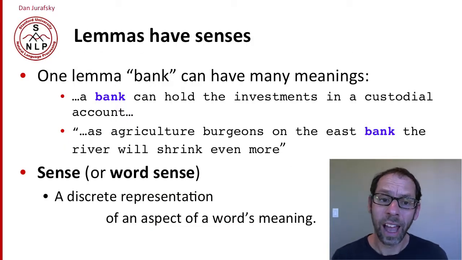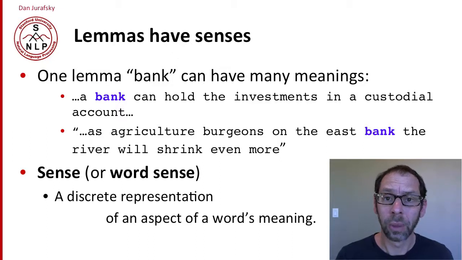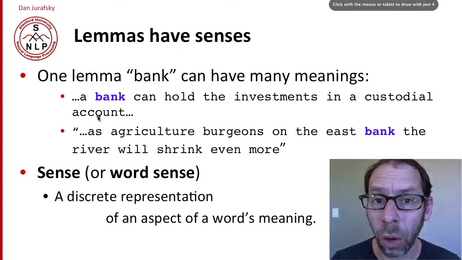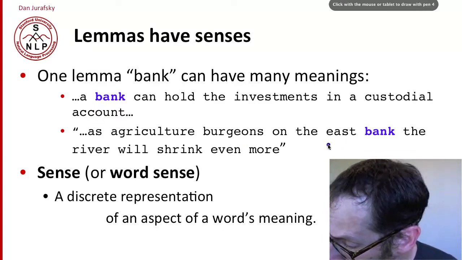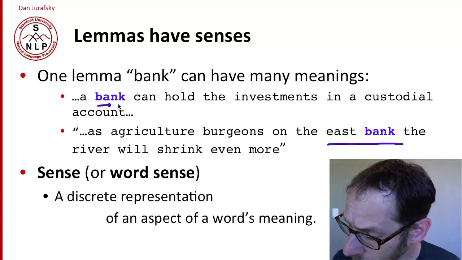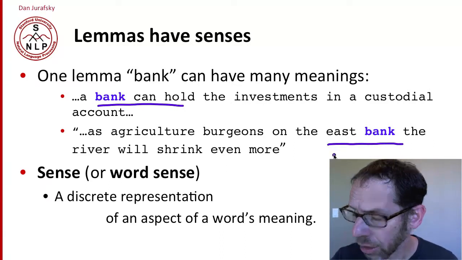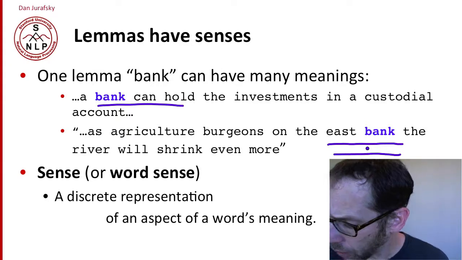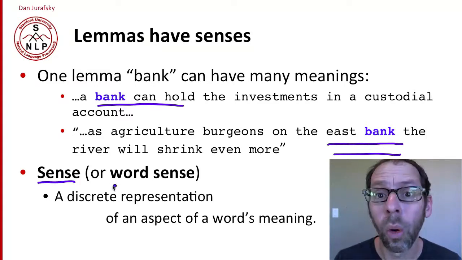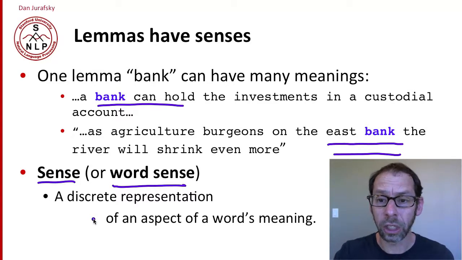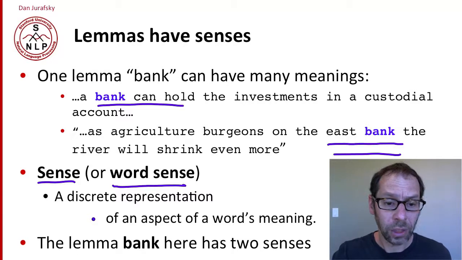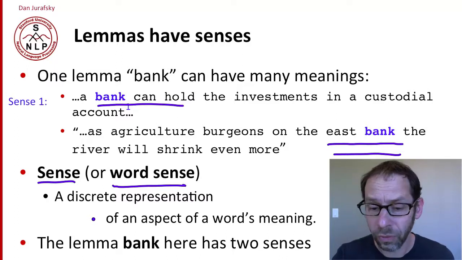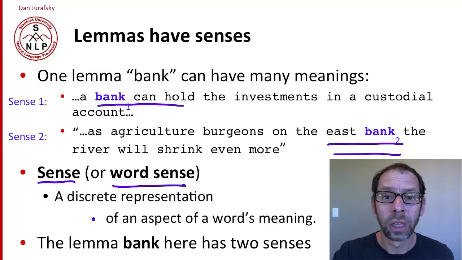Now each lemma can have multiple meanings. So for example, the lemma bank, we can have a sentence like a bank can hold the investments, or the east bank. So here we have some kind of financial institution, and here's some kind of sloping land, let's say. So we call this difference sense. We say a sense or a word sense is a discrete representation of the aspects of a word meaning. And so we want to say that lemma bank here has two senses, or at least two senses. Sense one, this financial institution, and sense two, this sloping land.